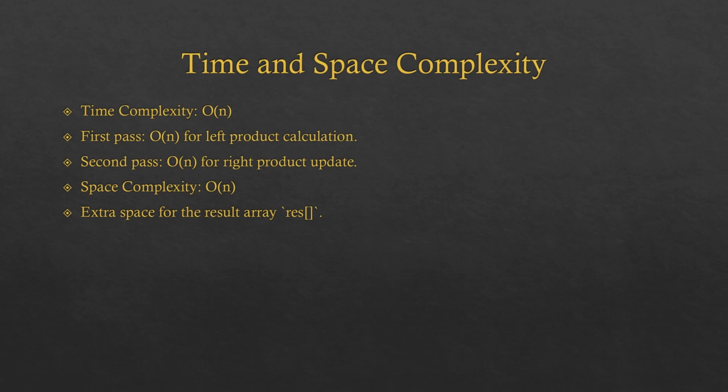Now let's analyze the time and space complexity. The time complexity of this solution is big O of n because we only iterate through the array twice, once for the left products and once for the right products. The space complexity is big O of n as we need an additional array to store the results. This makes the solution efficient and scalable.